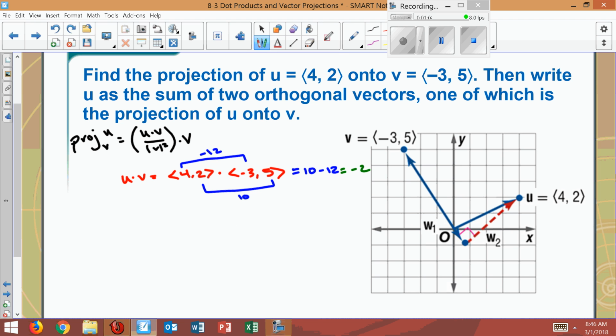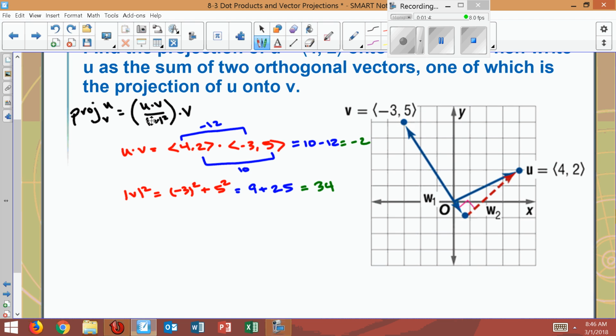Now I go over the magnitude of v. So let's discover what the magnitude of v is. Rather, the magnitude of v squared. So it's just basically what is h squared. Well, you take your x value, and we're going to square it, which is -3 squared. And we'll add it to the y squared. This will give us h squared. So here, -3 times -3 is 9, and 5 times 5 is 25. We add those together, we get 34. And we don't have to take the square root because we're wanting h squared.